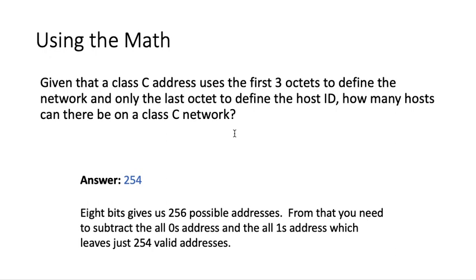If we were only able to use the last number in the series of 4 numbers to assign as IP addresses to a network, we have basically 2 to the 8th power, which is 256 possible addresses, but we have to subtract 2 addresses: one where we have all zeros, that's the network address, and one with all ones, and that's the broadcast address. And so that gives us 254 valid addresses.